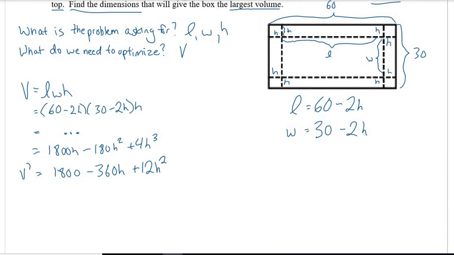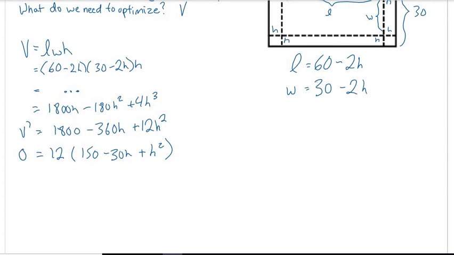So now that we have that, we can take that, set that equal to 0, and that should tell us where our maximum or minimum values are. In this case, looks like we can common factor this, so it's going to be 12 times 150 minus 30h plus h squared. Now you can try and factor that if you'd like, but I will tell you that this one is not factorable, so we're going to have to use the quadratic formula on this.